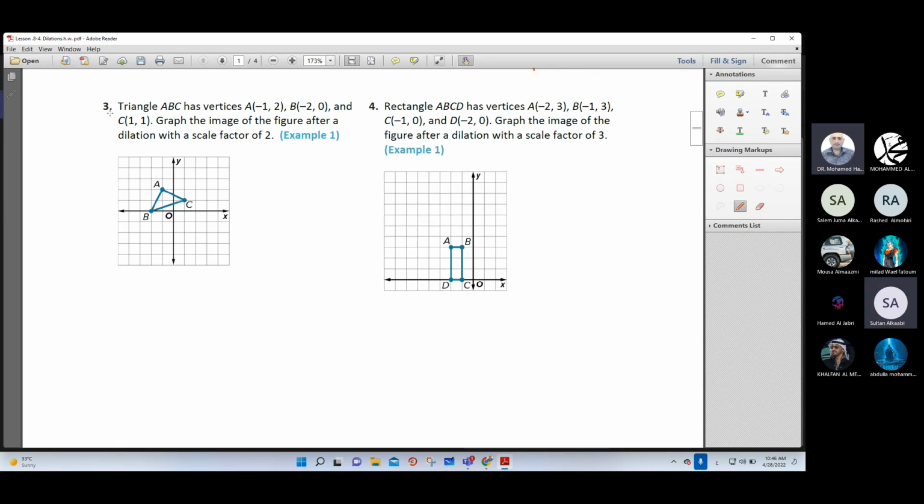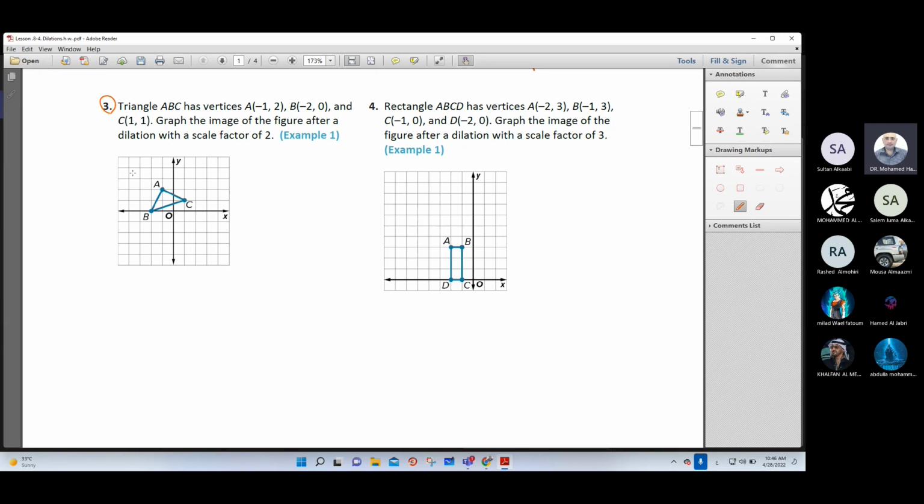Who can read exercise number 3? Can I read? What is your name? Sultan Muhammad. Yes, Sultan, you can. Triangle ABC has vertices A (-1, 2), B (-2, 0), and C (1, 1). Graph the image of the figure after a dilation with a scale factor of 2.